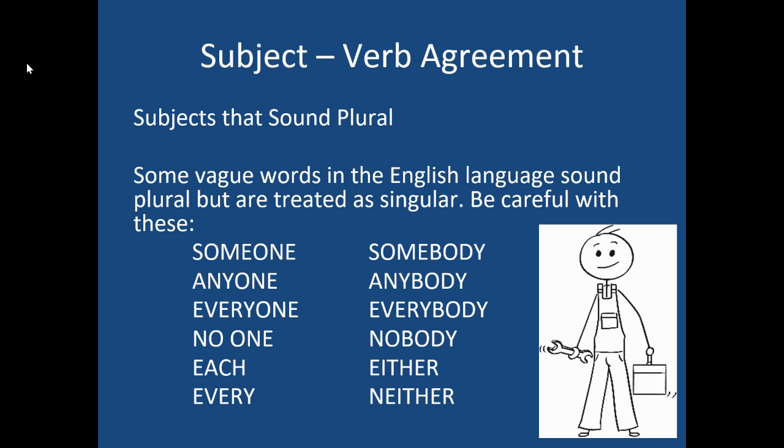Then we have to also be careful of subjects that sound plural. So there are some vague words in the English language which sound plural but are treated as singular. And you kind of do this naturally. This would be your grammar gut kicking in saying, yeah, these words actually are singular. So someone and somebody, anyone, anybody, everyone, everybody, no one, nobody, they're always singular. It's the last four you have to kind of be careful of. Each, every, either, and neither are always going to be treated as singular. So oftentimes they'll travel with a prepositional phrase, but that cannot impact your choice. Those words are always singular. So kind of put those in your toolbox.